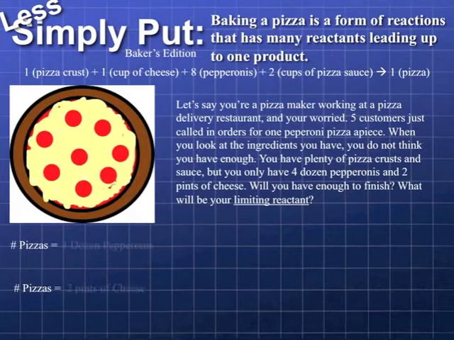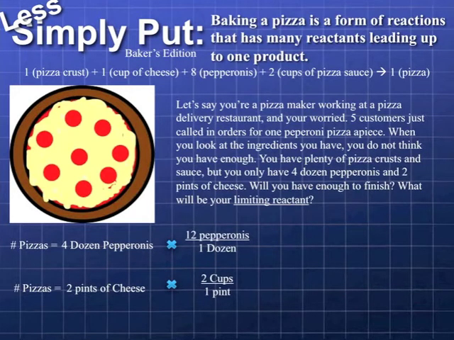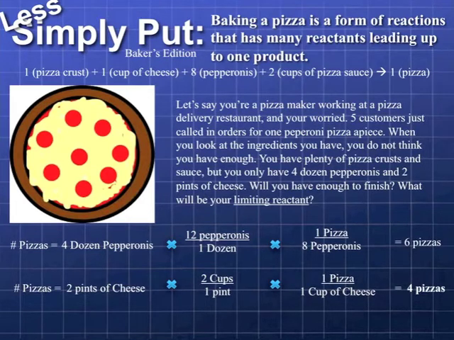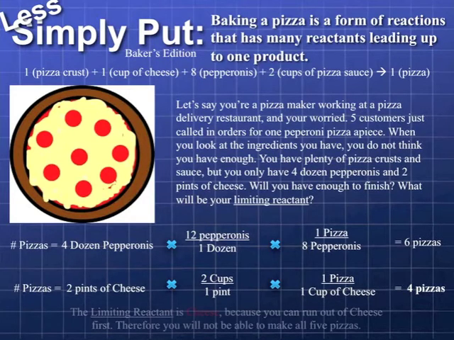The first thing you need to do is write down what you need to know: the number of pizzas. Write down what the question gives you, which is 4 dozen pepperonis and 2 pints of cheese. Then write the conversion into the terms that are given in the equation, so 12 pepperonis per dozen and 2 cups per pint. Use the ratio that you can get from the equation, and when you multiply across, 4 times 12 divided by 8 is 6, and 2 times 2 is 4. With 4 pizzas, that makes cheese the limiting reactant, because you're going to run out of cheese at 4 pizzas.